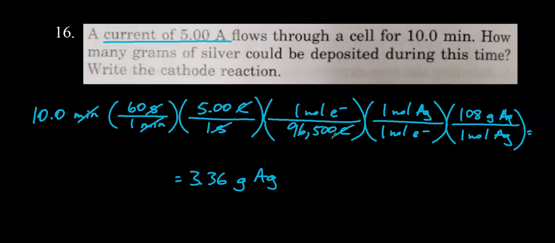And then according to our balanced half reaction that occurs at the cathode, we have 1 mole of electrons for every 1 mole of silver metal that forms. And then we take that moles of silver and convert to grams. We end up with a total of 3.36 grams of silver deposited on the cathode.